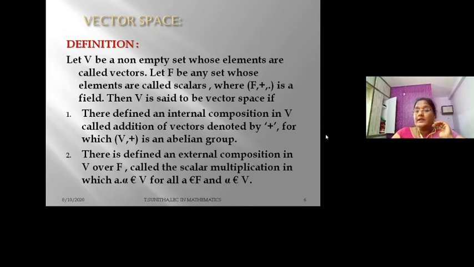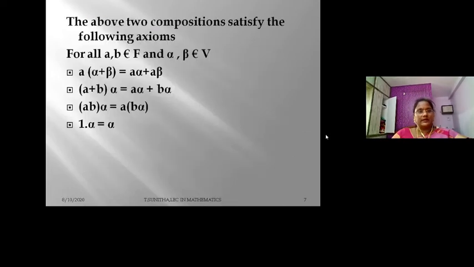So what is the second condition for vector spaces? There is defined an external composition in V over F. Whenever we talk about external composition, there should be two sets. Here V is a vector set and F is a scalar set. So call it the scalar multiplication, in which aα belongs to V for all a belongs to F and α belongs to V. So for all α, the α's are vectors, the a's are scalars. Then aα belongs to V, again it should be a vector. That is the second condition.